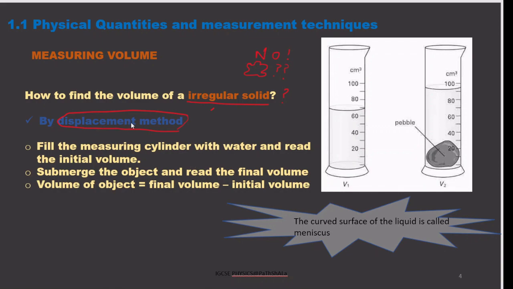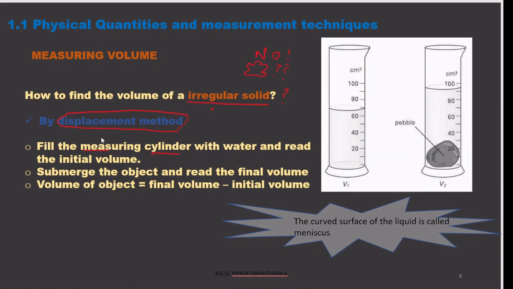Displacement, that is, something is getting displaced. In this case we use measuring cylinders. Here, if you see in the figure, I have a measuring cylinder. A measuring cylinder looks like this, a long cylinder with some markings on it. It is in centimeter cube in this case.